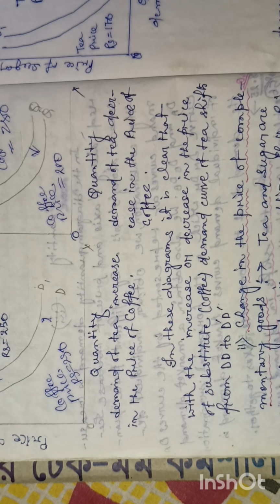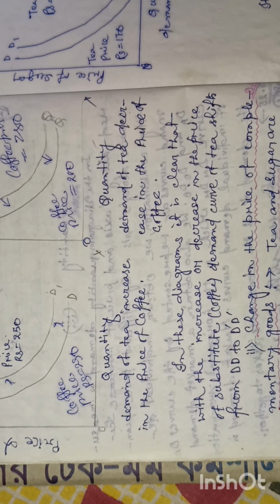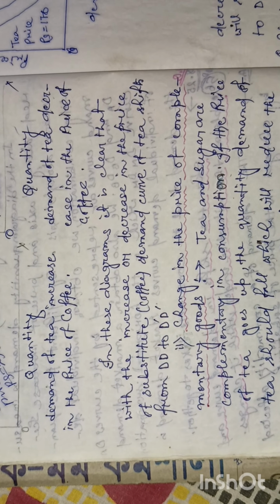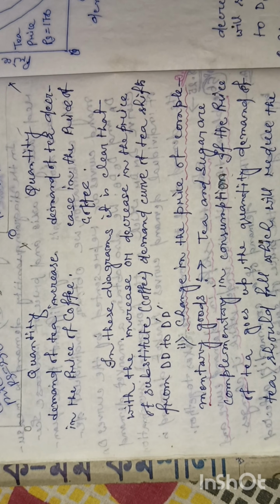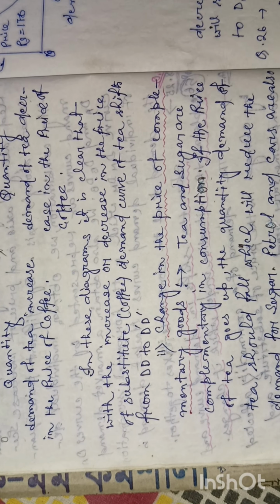Demand for tea: increase in the price of coffee. Demand for tea: decrease in the price of coffee. In this diagram, it is clear that with the increase or decrease in the price of a substitute, the demand curve of tea shifts from DD to D'D'.